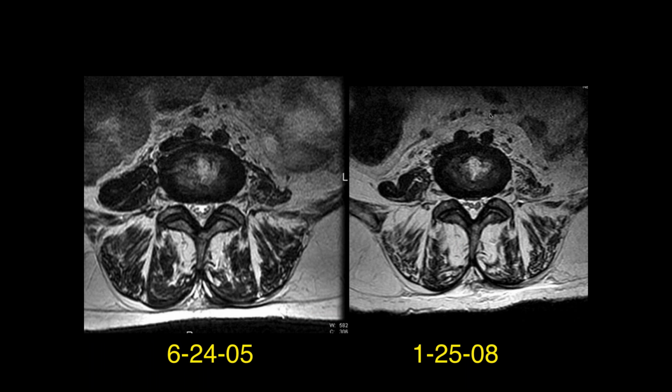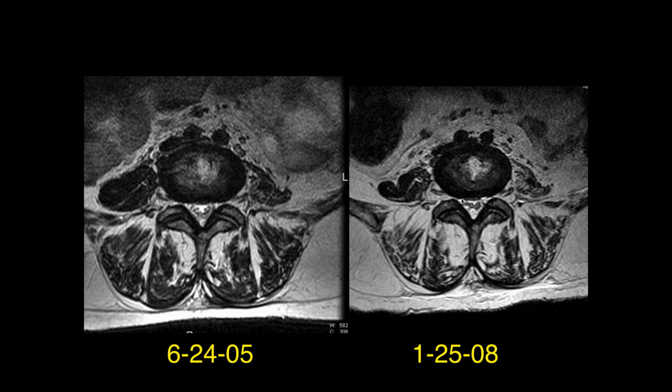So, Thomas, what do you think of this case? So you have two studies, one in 2005, 2008, and it looks like the central canal has increased narrowing, and also the neuroforamina is a little bit more narrowed. Ligamentum is a little more thickened.